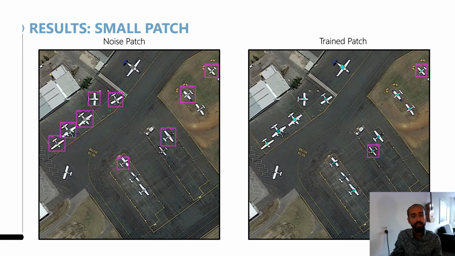Here you can see an illustration of the trained small patch. In contrast to the large patch, we see a big difference between the noise patch and the trained small patch. In the case of the noise patch, almost all of the airplanes are detected. For the trained patch, however, only two of them are detected and the rest are hidden from the object detector.